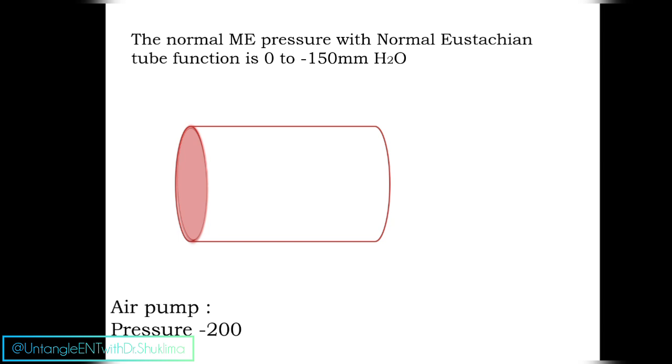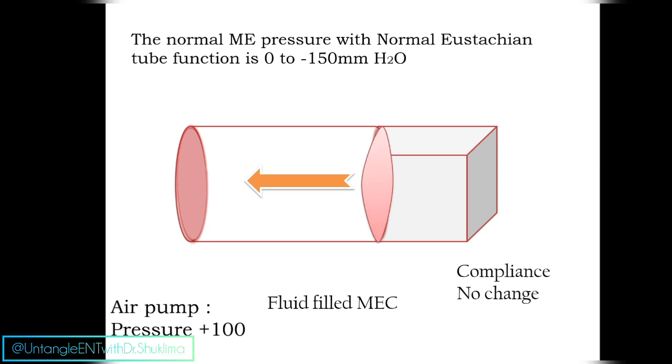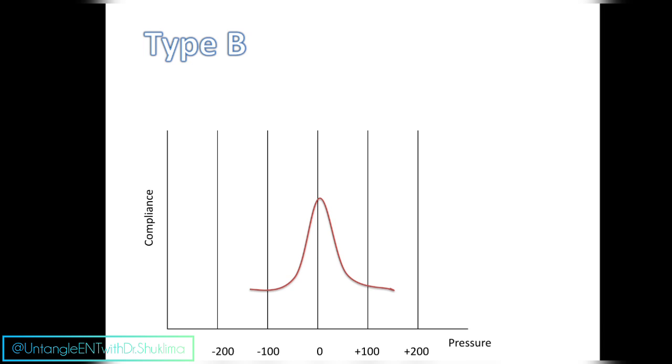Now let's see the last scenario. It is a condition where there is a fluid-filled middle ear cavity. So when the sound travels from the external ear into the middle ear cavity, there is no absorption of sound and there is maximum reflectance of the sound, and there is no such compliance change even if you change the pressure of the external auditory canal. Even if the pressure increases or decreases, there is no change of compliance as the sound is not traveling properly inside and maximum sound is getting reflected back.